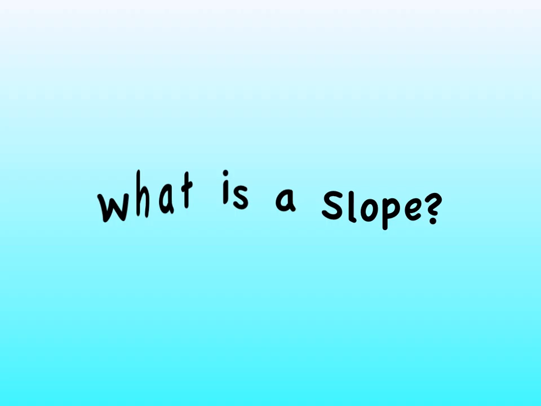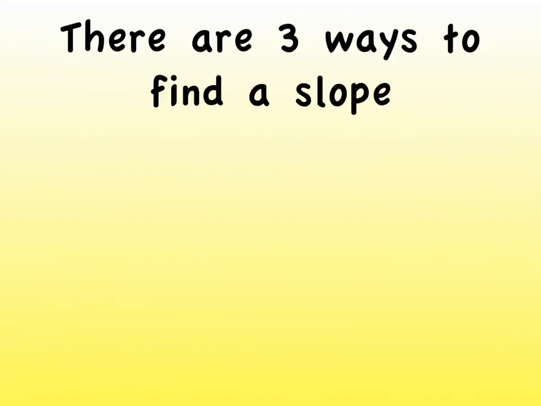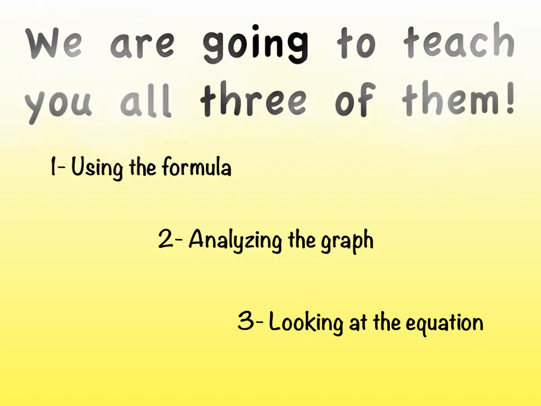Slopes. What is a slope? A slope is nothing more, nothing less than an inclined line. There are three ways to find a slope: by using the formula, analyzing the graph, or looking at the equation. We are going to teach you all three of them.